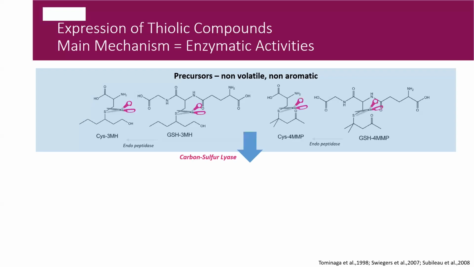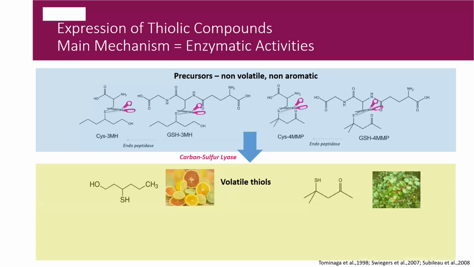To release these aromas, there is an enzymatic activity done by the yeast that is called carbon sulfur lyase that will cut the connection between the cysteine and the 3-MH, or the compounds attached to the thiols, to release volatile thiols, so the 3-MH and the 4-MMP. And then the yeast can convert the 3-MH into an acetate 3-MH. So this is what's happening during the fermentation, thanks to some specific enzymes.